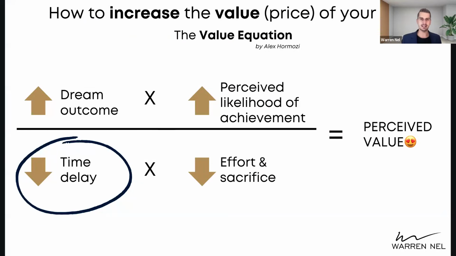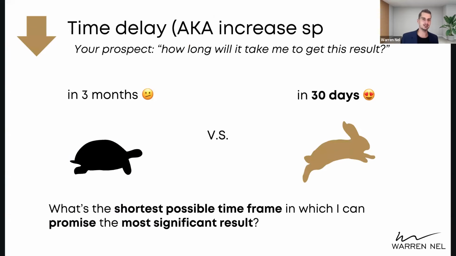The next one is time delay. So if your prospect is asking, how long will it take me to get this result? What would be better for you and more valuable if I were to present you either, I can help you get paid clients in 30 days or 3 months? Which one's more valuable? Of course, right? Because we're paying for speed. Speed is more valuable, or decreasing the time delay.